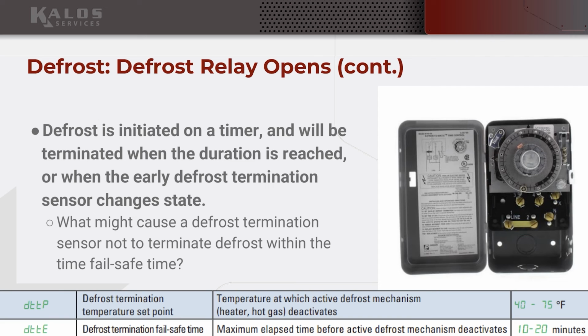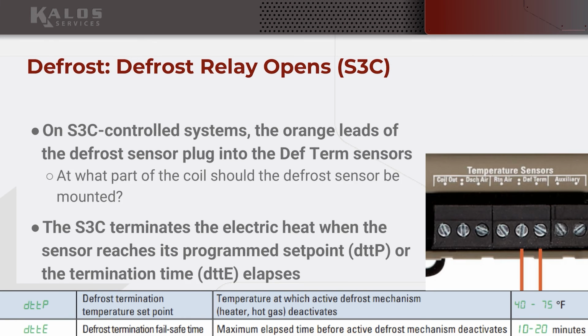It's just that one of two things is going to happen. Either that early termination sensor is going to initiate and kill it early, or it's going to run for the pre-programmed duration, which in this instance would be however many of these 15-minute set points were set. You could set this for an hour, and it would run for the full hour. So it'd be one or the other, showing where the termination would happen on an S3C controller.